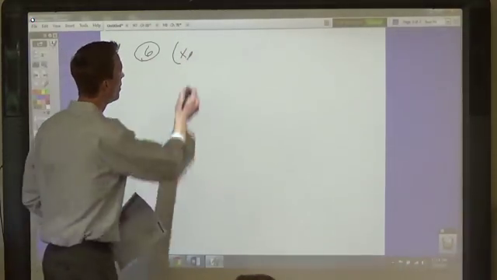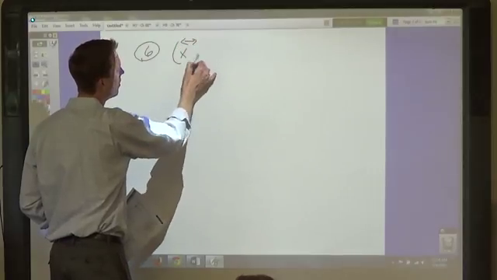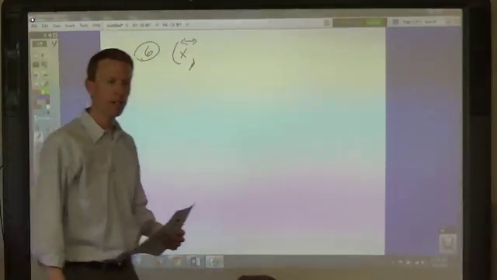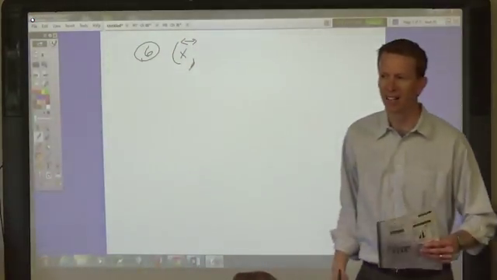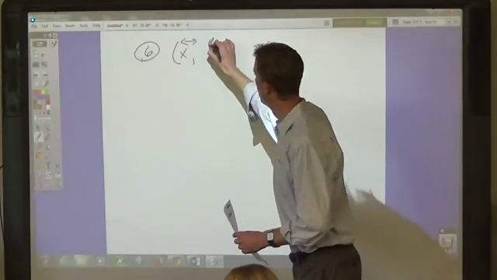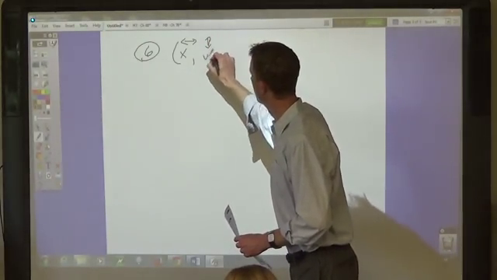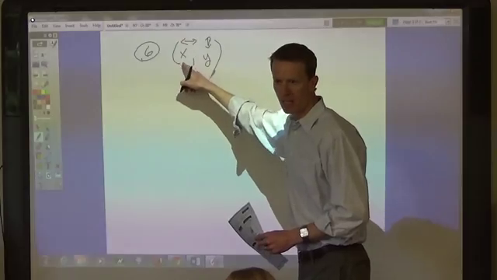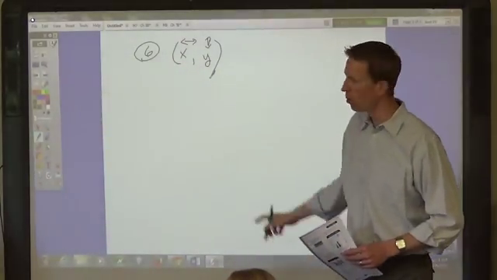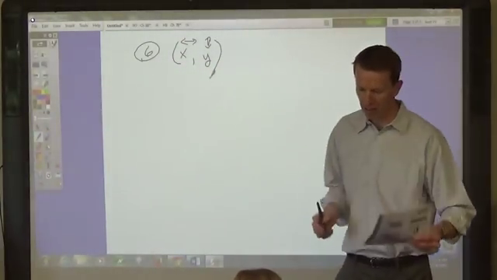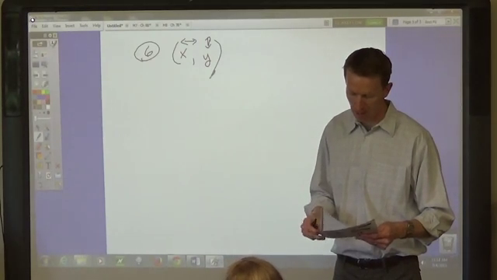So how far left or right? And then the second number is the what? Y. The y-coordinate. How far up or down? And you always write them in this order. Put a comma in between and put parentheses around it. Okay?